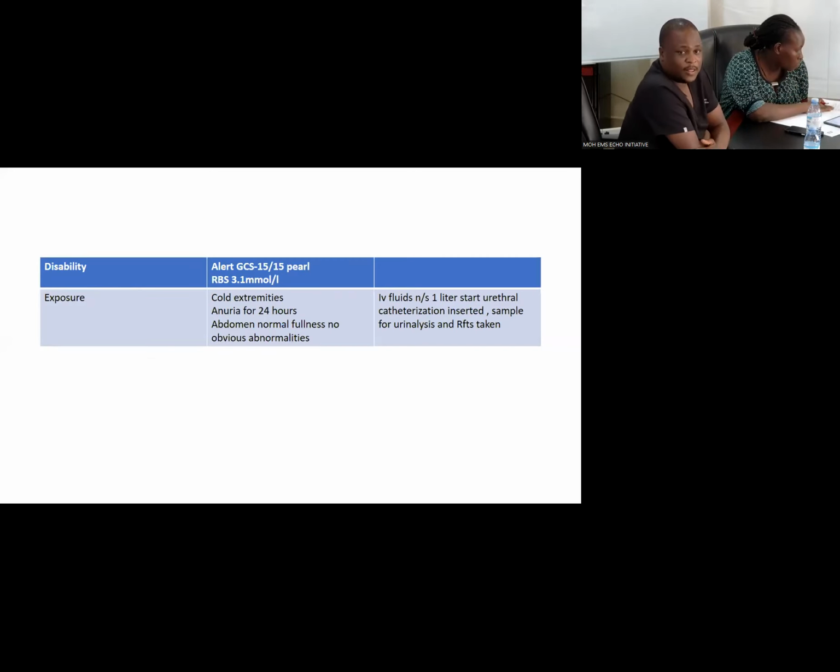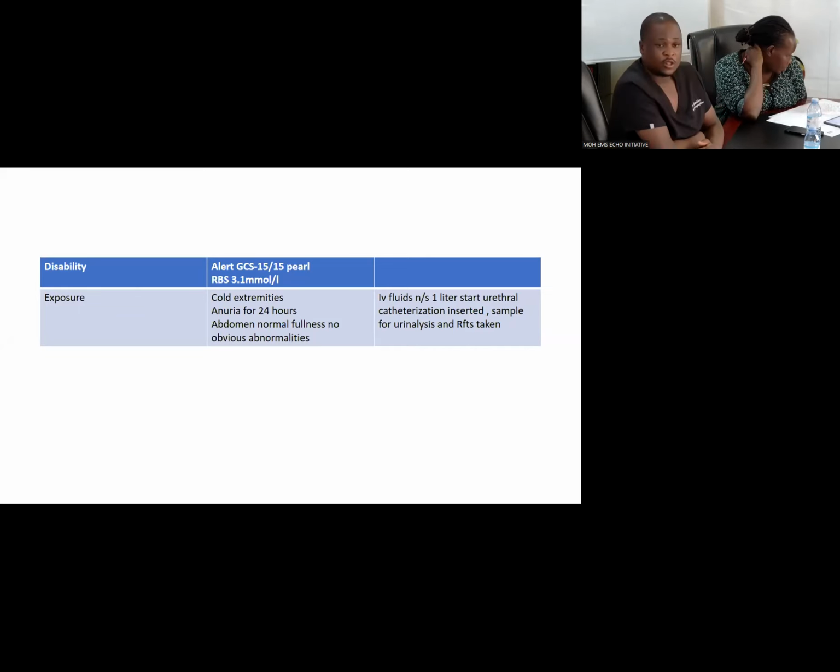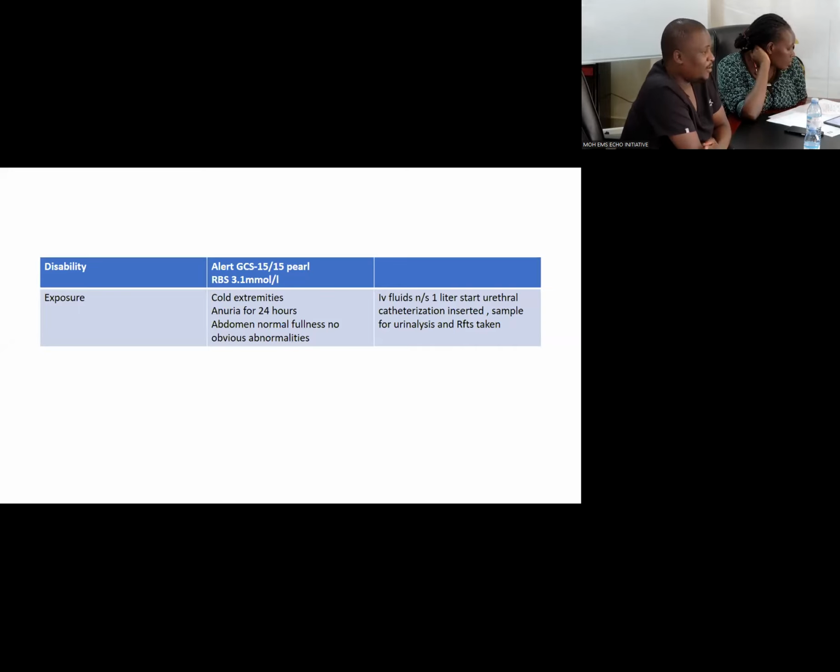On disability, she was alert, GCS 15 out of 15, pupils were equal, reactive, and bright. Our random blood sugar was 3.1 millimoles per liter. On exposure, she had cold extremities. She had anuria for over 24 hours. She hadn't passed any urine. However, per abdomen, she had abdominal fullness, with no other abnormalities. At this juncture, because we had started the fluids, we left the catheter in place. Samples for urinalysis were taken, and RFTs were also taken earlier on during resuscitation.